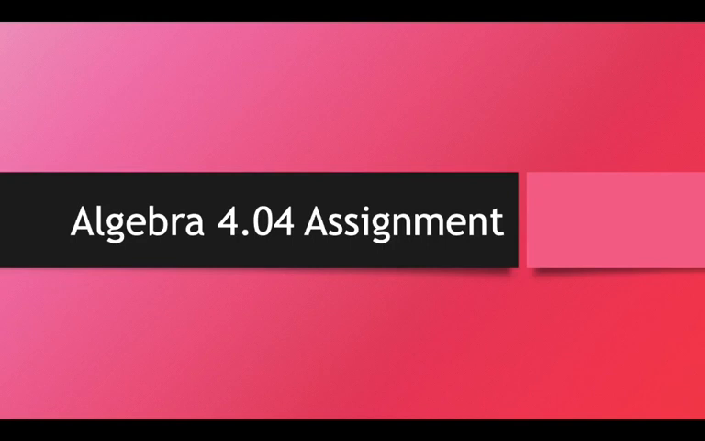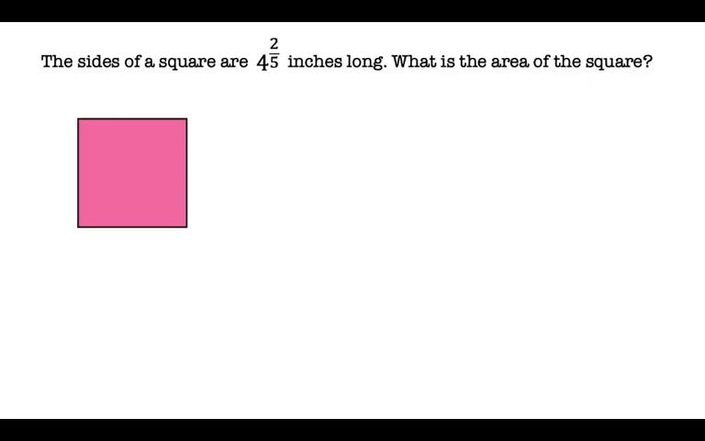So let's get started. For the first question, it said the sides of a square are 4 to the 2/5 inches long. What is the area of the square? An area of any rectangle or square is length times width. So we need to label that length times width. We're going to put down what they told us, which is a square, which means it has the same length and width. And there's actually two ways to solve this problem.